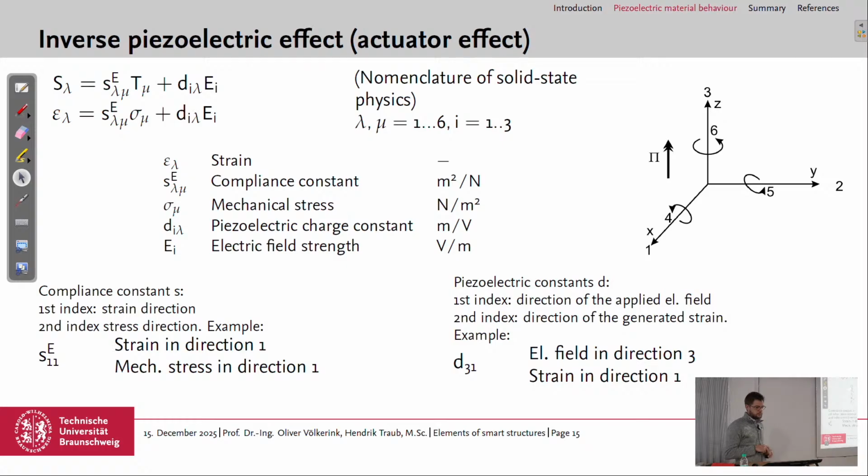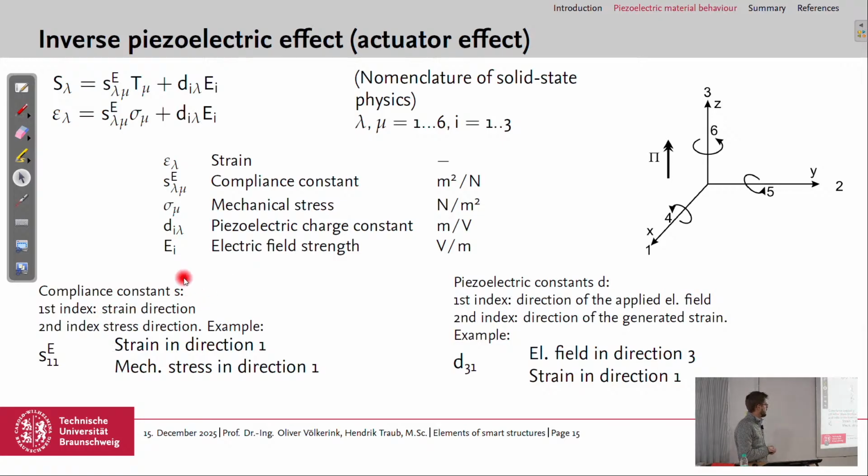So the same or a similar slide for the inverse piezoelectric effect. We have again the 2 equations in the nomenclature of solid state physics and in our engineering notation. Here we have the other epsilon for the strain. We have the compliance of the material, S, at a constant electric field. We have the mechanical stress, the piezoelectric charge constant again, but with other indices, and we have the electrical field strength.